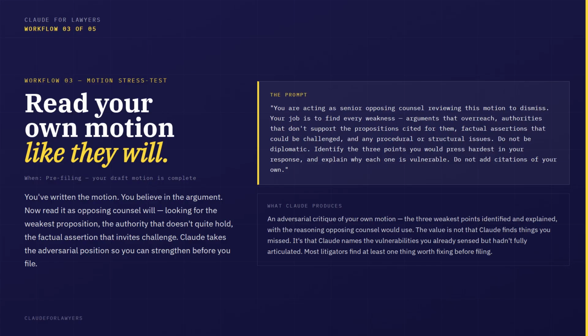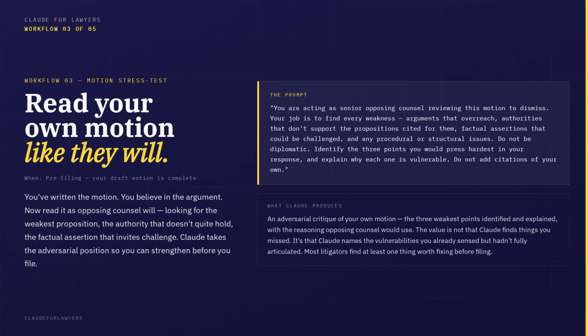Here's the prompt. You are acting as senior opposing counsel, reviewing this motion to dismiss. Your job is to find every weakness, arguments that overreach, authorities that don't support the propositions cited for them, factual assertions that could be challenged, and any procedural or structural issues. Do not be diplomatic. Identify the 3 points you would press hardest in your response and explain why each one is vulnerable. Do not add citations of your own. Paste your draft motion in after that prompt.